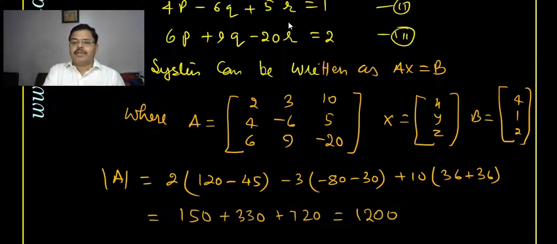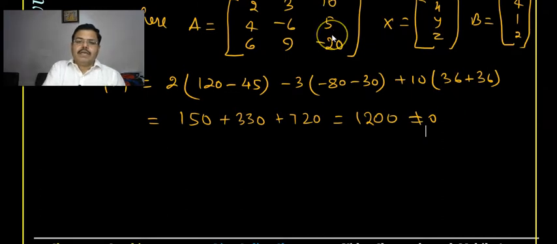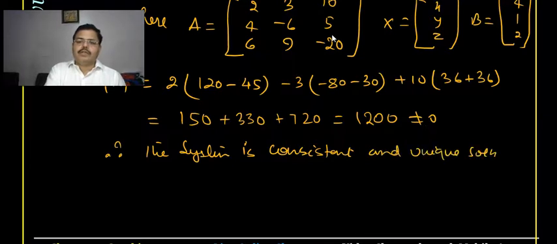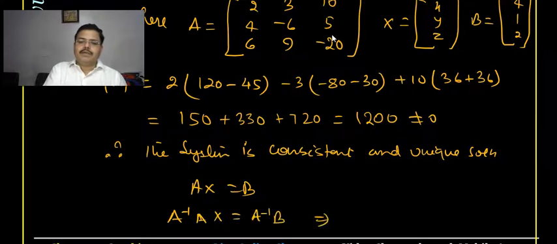So determinant of A is 1200, which is not equal to 0, and therefore the system has a unique solution. Therefore the system is consistent and has a unique solution, that is given by Ax = b. If you multiply by A inverse on both sides, then x = A inverse b. That is the fourth equation.